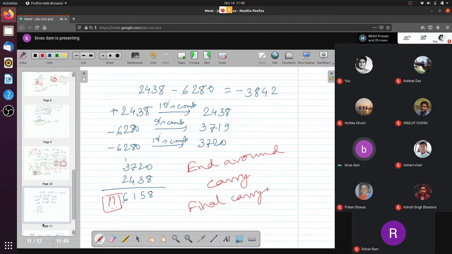So in the absence of any end around carry or the final carry, I can infer that the result is negative. And in case the result is negative, I cannot find out the magnitude directly. To find out the magnitude, what you need to do? You take its R complement again. What is its R complement? 3842.